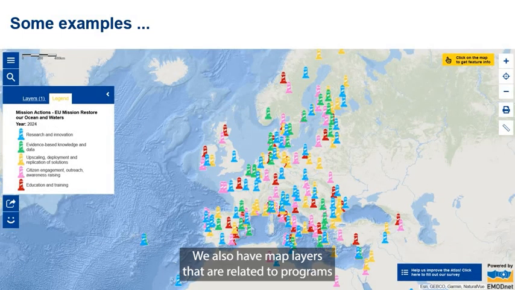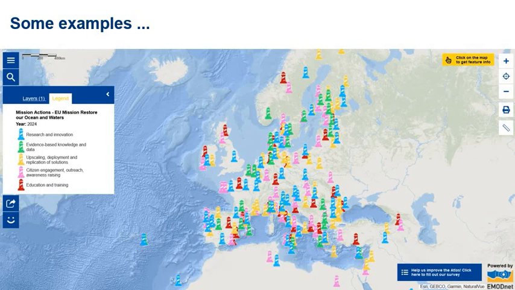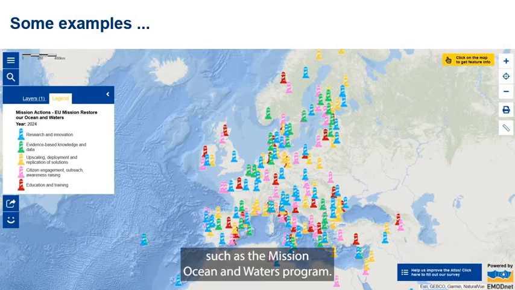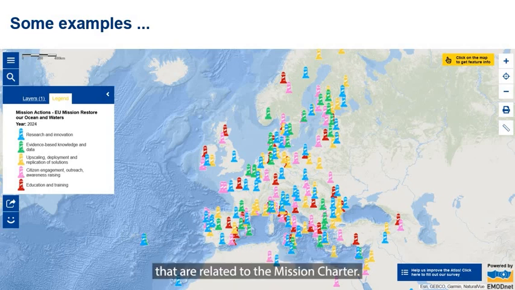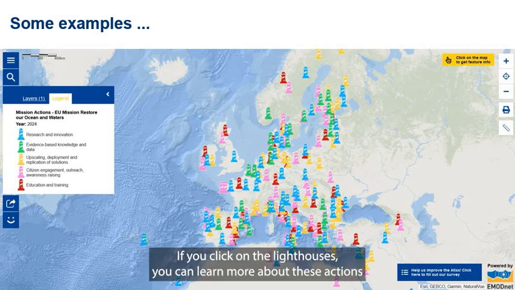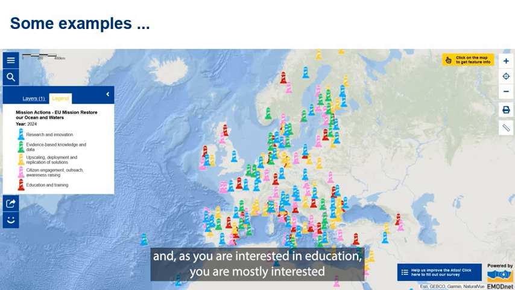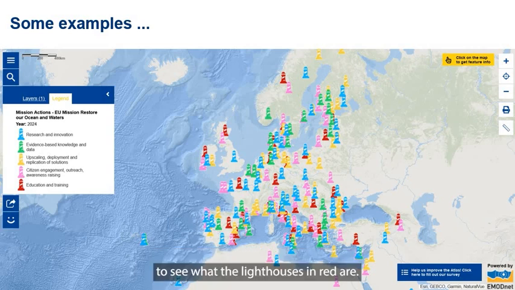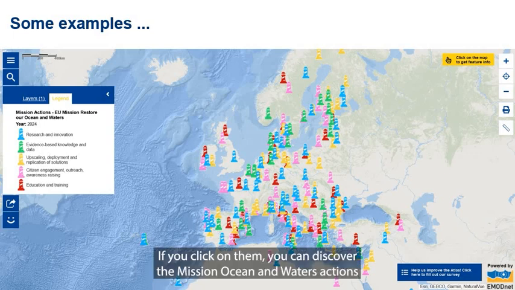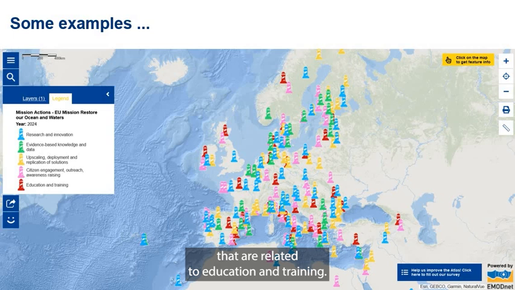And we also have map layers that are related to programs, such as the Mission Ocean and Waters program. In this map, you can see the different actions that are related to the mission charter. If you click on the lighthouse, you can learn more about these actions. And as you are interested in education, you are mostly interested to see what the lighthouses in red are. If you click on them, you can discover the missions that are related to education and training.